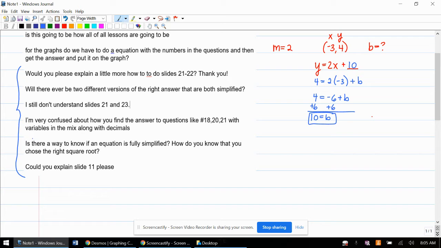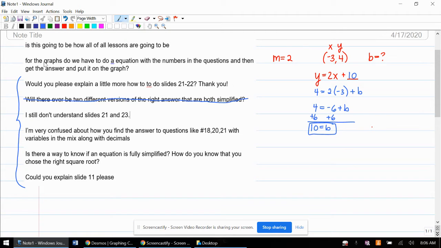Okay. I'm going to go through these maybe in no specific order. I'm just going to start to cross off some of these. Let's look at this one right here, which says, will there ever be 2 different versions of the right answer that are both simplified? I can't think of a time when that's the case. And so I'm just going to cross these off as I go so I remember that I answered these.